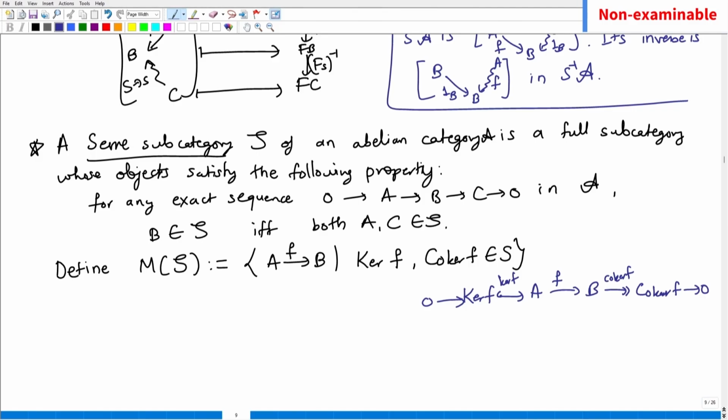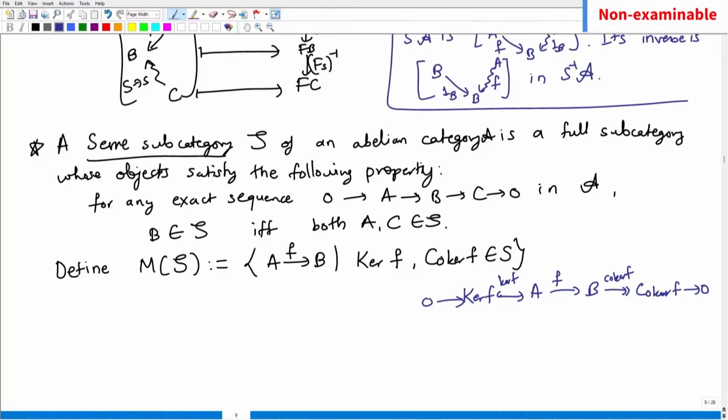Now see what happens when you take the image under localization. Kernel F will become 0 and co-kernel F will become 0, isomorphic to 0 in the localization. So in between we have exactness. When do we have this exactness? It is 0, F and 0. That is exact if and only if F is an isomorphism. Epi and mono, because the category is balanced, so this is an isomorphism. So F will become an isomorphism. So I defined MS.